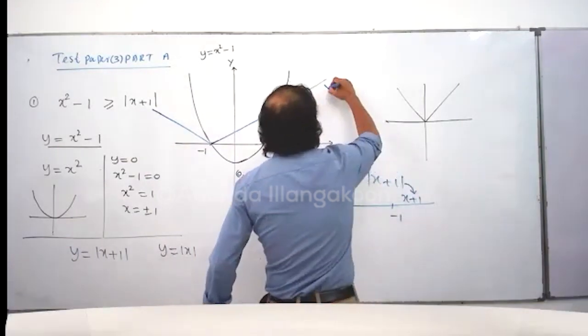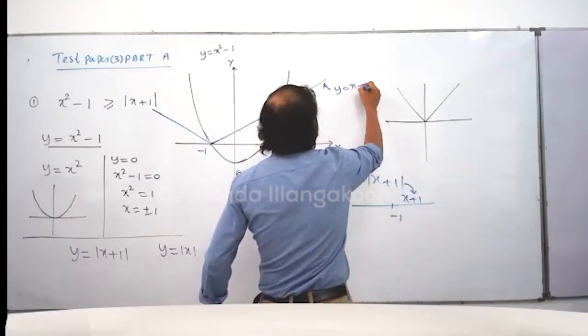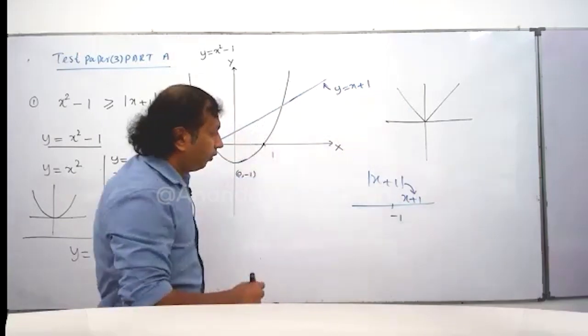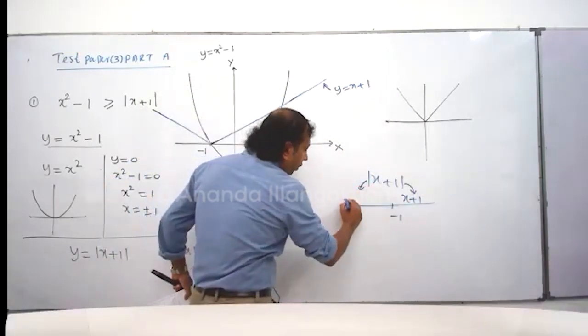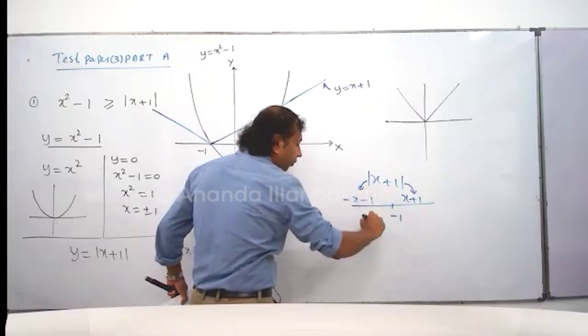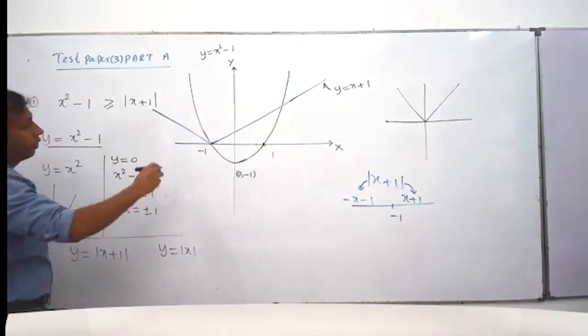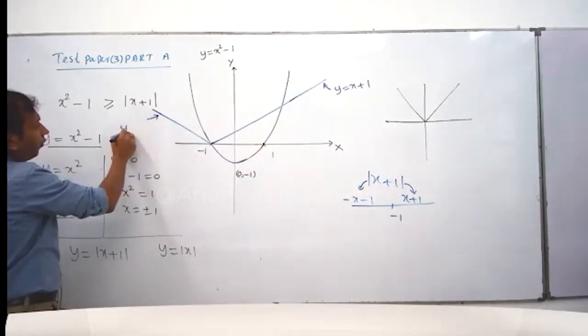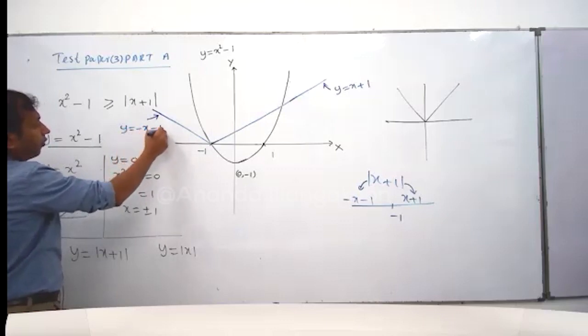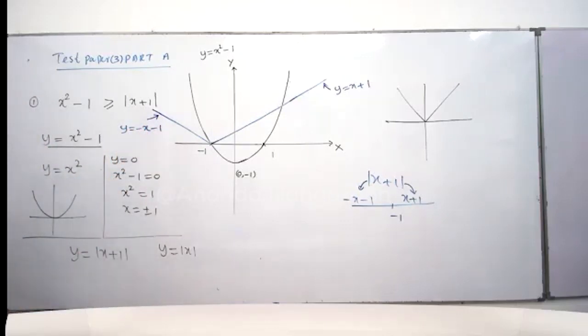Therefore, this equation is y equals x plus 1. On the left of minus 1, mod x plus 1 will be equal to minus of this, minus x minus 1. So therefore, this equation is y equals minus x minus 1. Then the two graphs we drew.